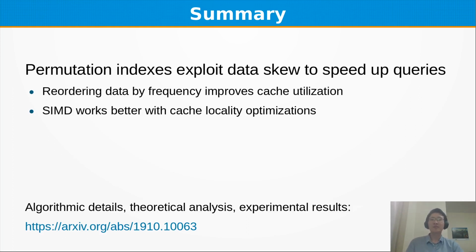So, in summary, the permutation index method exploits data distribution to speed up queries. We can improve cache utilization by reordering dimension data, and we find these kind of optimizations work well with SIMD executions. For details on SIMD algorithms, theoretical analysis, and more results, please take a look at our full paper.